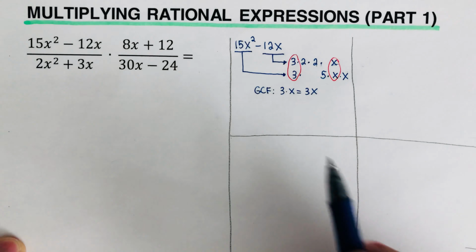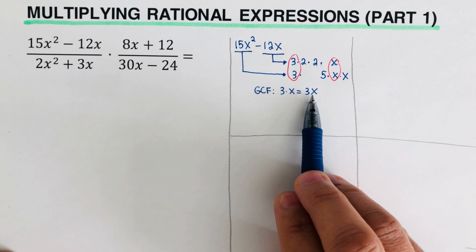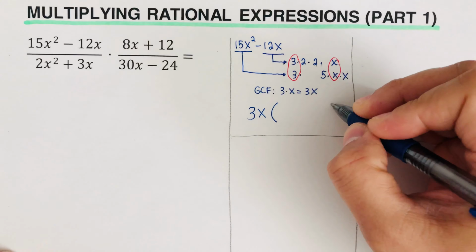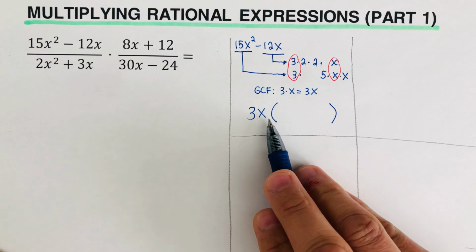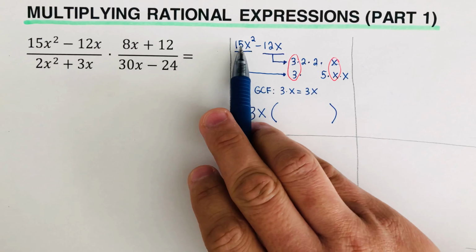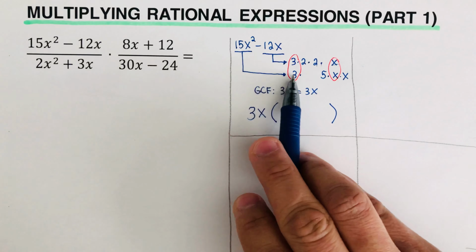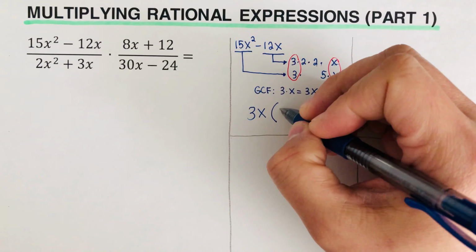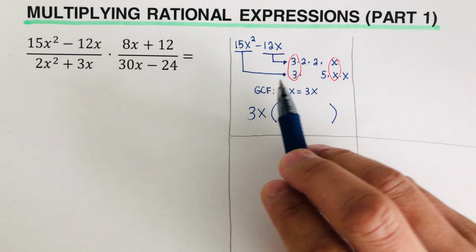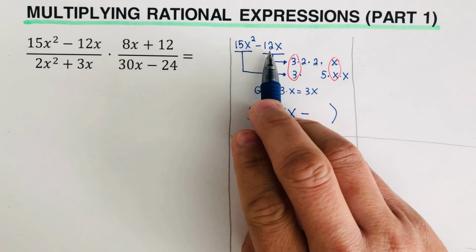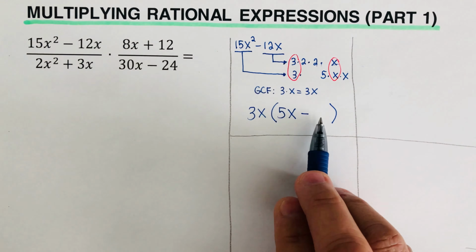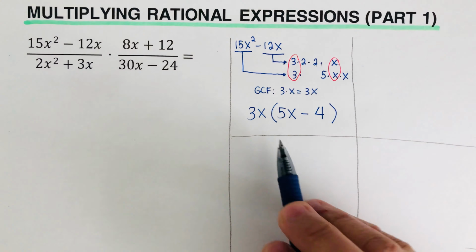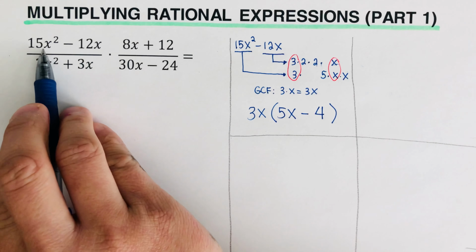So then we go ahead and factor out the GCF. I'm going to write 3x outside the parentheses, and I will figure out what to write inside the parentheses. Now there's a trick. We start with the 15x squared. Whatever is the leftover, that's the one that we write here. So the 5 and the x, I'm going to write 5x. And then that's a minus. Whatever's the leftover for 12x, that's the one I will write here, so that would be 4. So this is the factored form for this one right here.